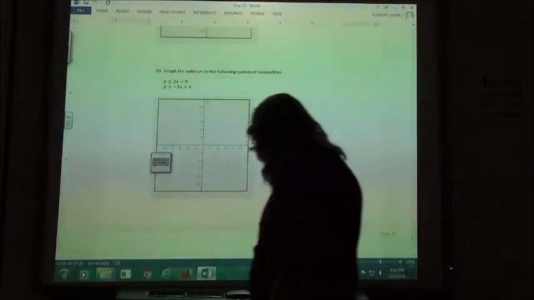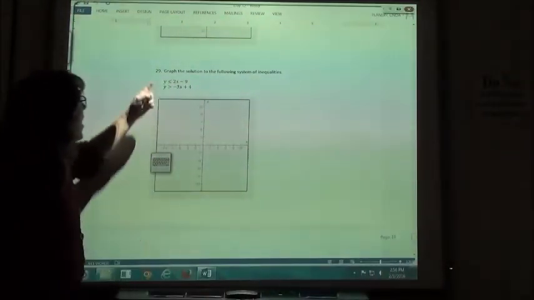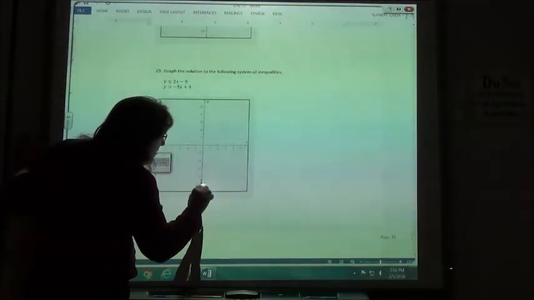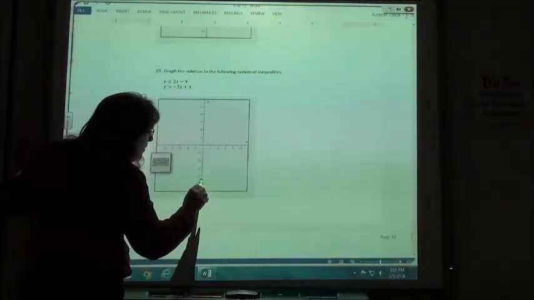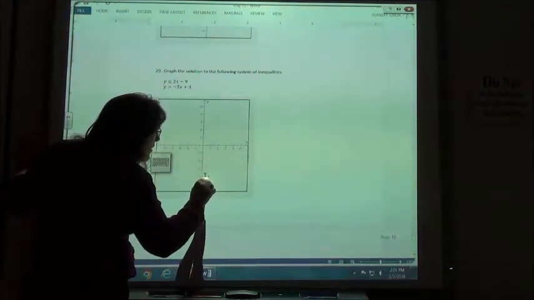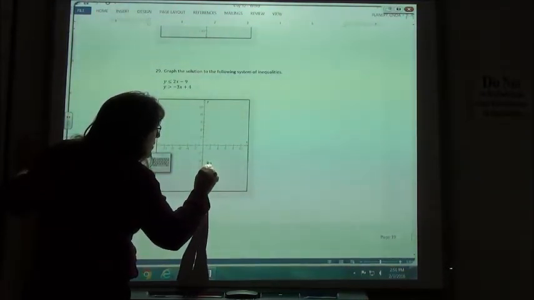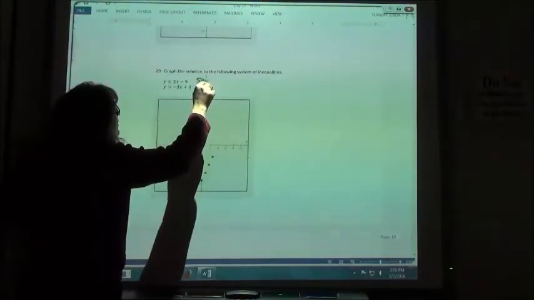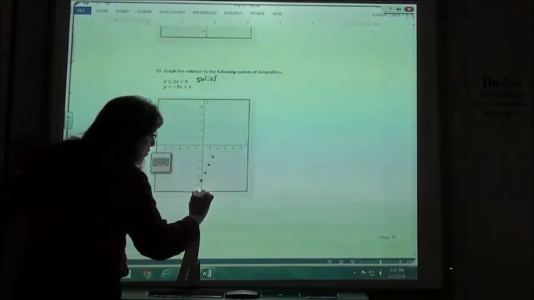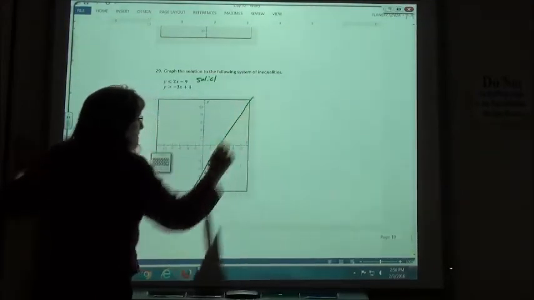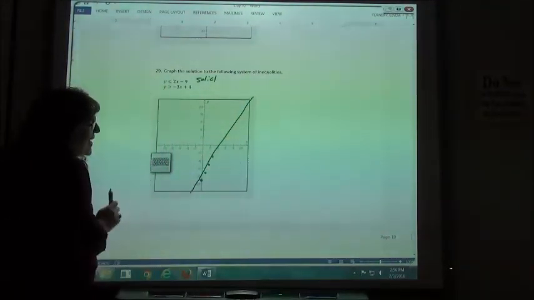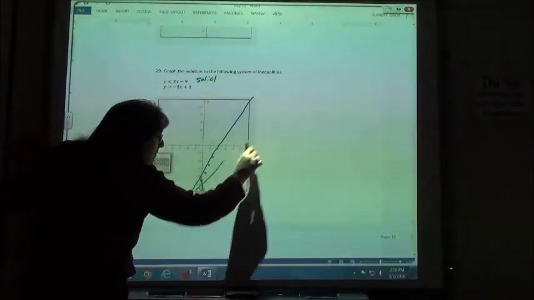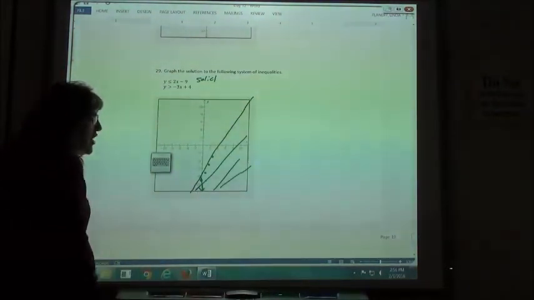So number 29 starts off with y is less than or equal to 2x minus 9. My y-intercept is at negative 9. My slope is 2, so up 2 over 1, as far as you want to go. This one's going to have a solid line because it does have the equal to. I'm shading less than, so I'm shading below that line, so just keeping in mind that that's the part that I would shade.